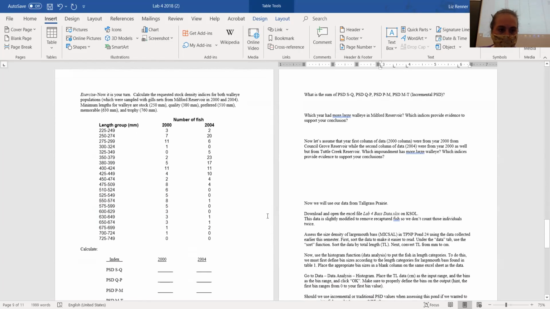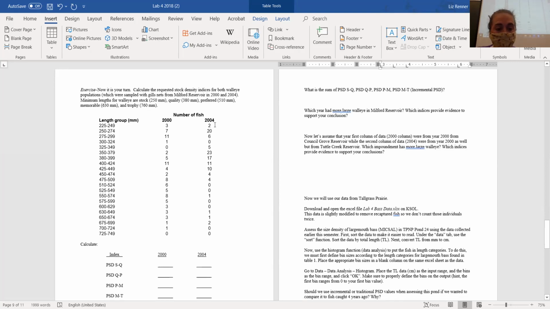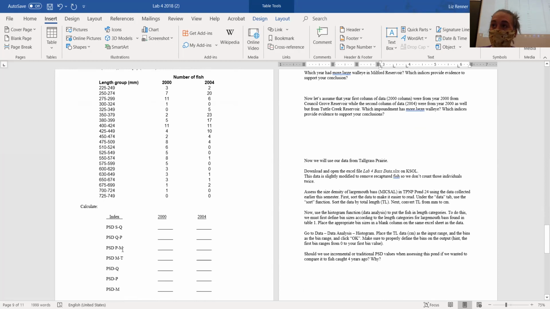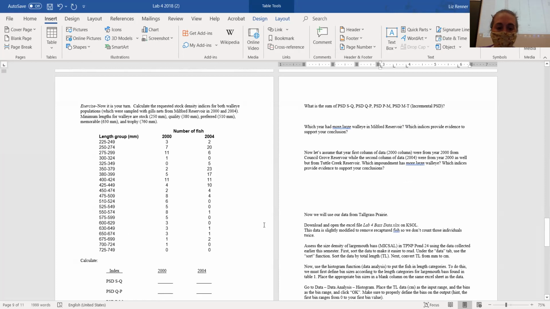Okay, hopefully this exercise will work. I haven't tested this one yet, so my apologies. It's asking you to calculate the requested stock density indices for both walleye populations, which were sampled with gill nets from Milford Reservoir in 2000 and 2004. The minimum lengths for walleye are: stock 250, quality 380, preferred 510, memorable 630, and trophy 760. First calculate those incrementals and then the traditionals, then answer the questions on the right about the sums. I'll give you 5 minutes to work on this now.